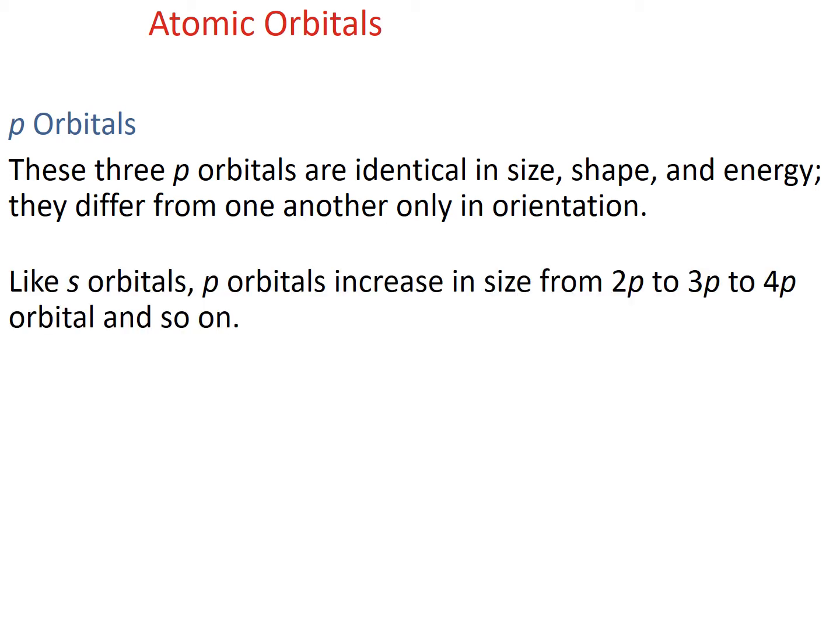Okay. And again, just with the p orbital, like the s orbital, as you increase the principal quantum number, you increase the energy and therefore the size. So that dumbbell-shaped orbital that we call a p orbital will steadily get bigger as you get a bigger principal quantum number.